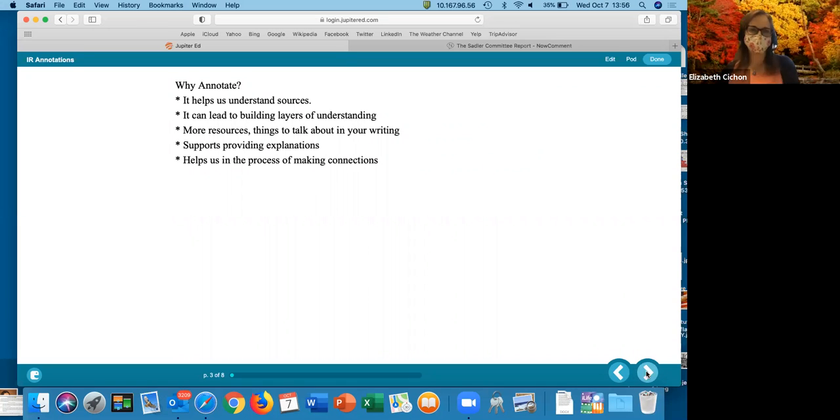So why do we annotate? It helps us understand sources. It helps us build layers of understanding. It helps capture our thoughts. One of the things that I say often in class is this idea that thoughts are like clouds. If you don't have any documentation that you captured when they were there, there's no proof you ever had them, right? So if you don't have your thoughts written down on paper, there's no proof for me that you ever had any about the topic that we're talking about or looking into. You need to be writing down this stuff.